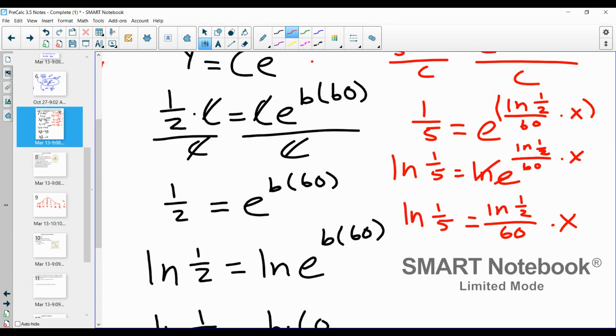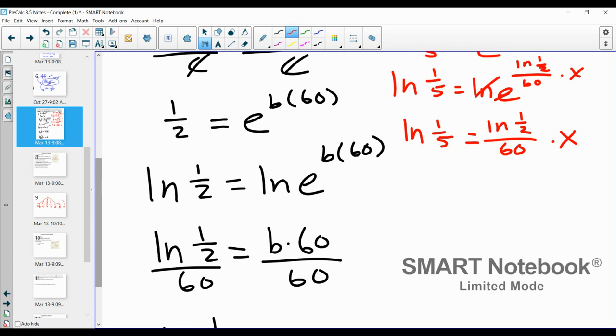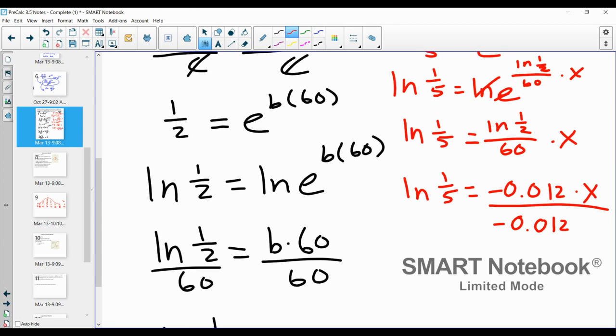I'm going to do the ln of 1/2 over 60 on my calculator so I can divide it over. So the ln of 1 divided by 2 divided by 60 gives me a negative 0.0112, which is good. Then ln of 1/5 equals negative 0.012 times x. Oops, sorry, looking at my calculator wrong. I can then divide both sides here by negative 0.012.